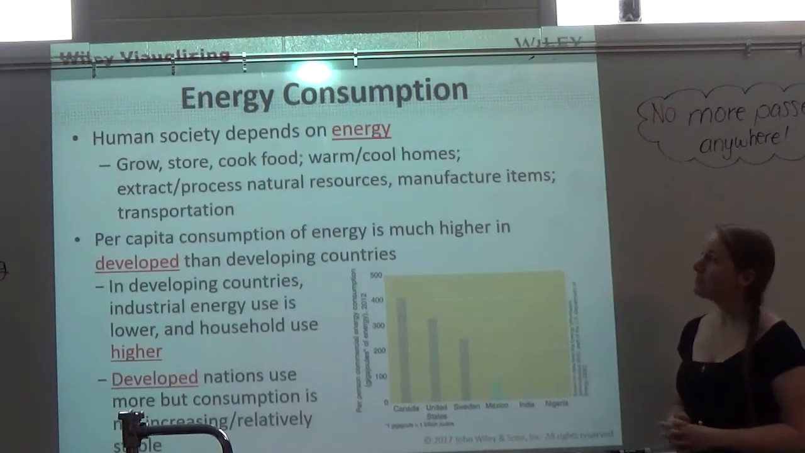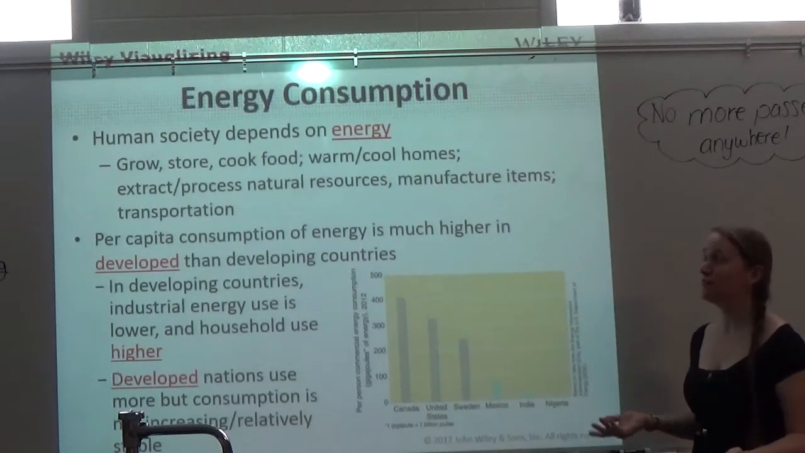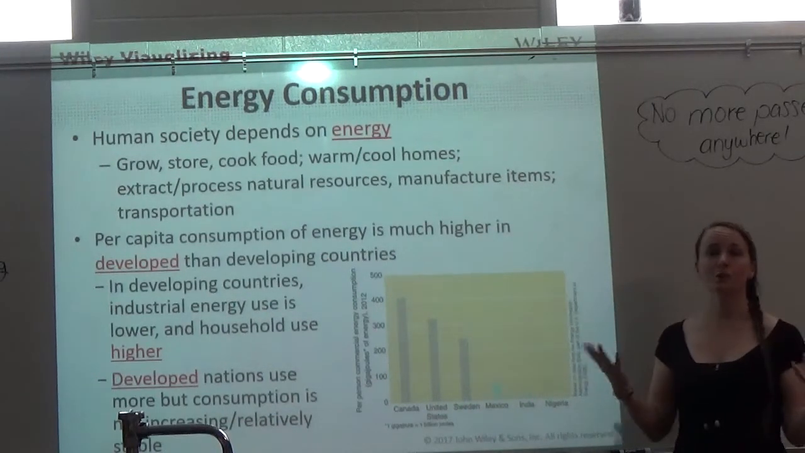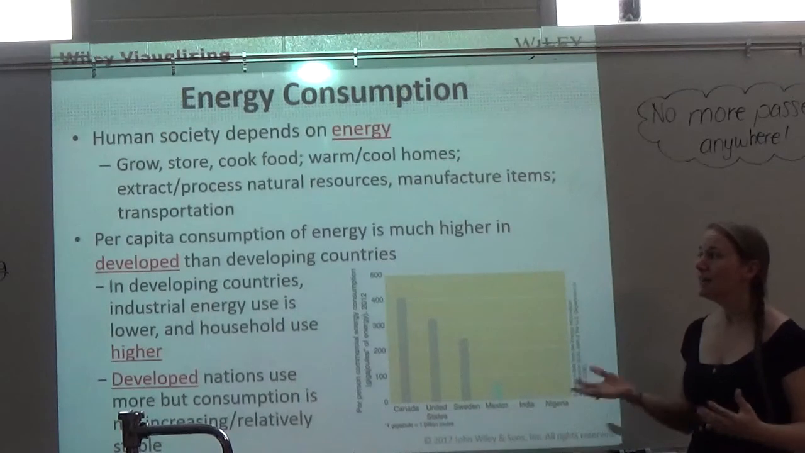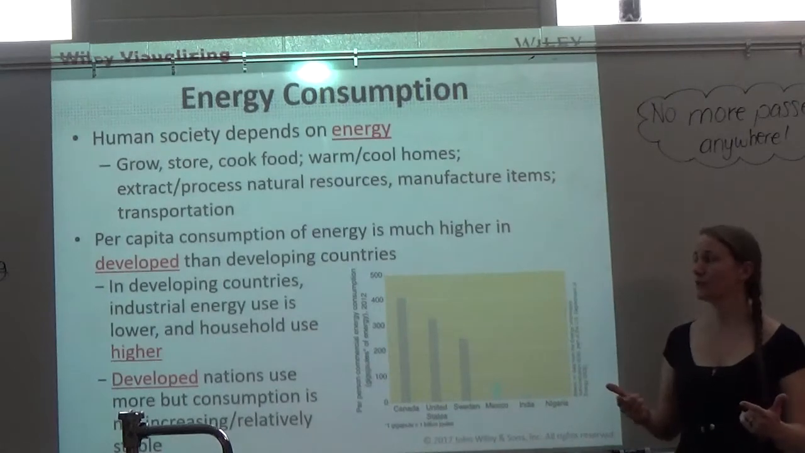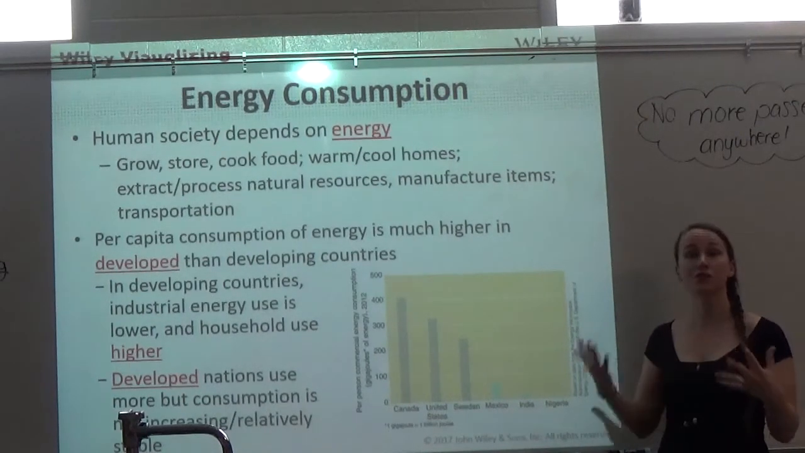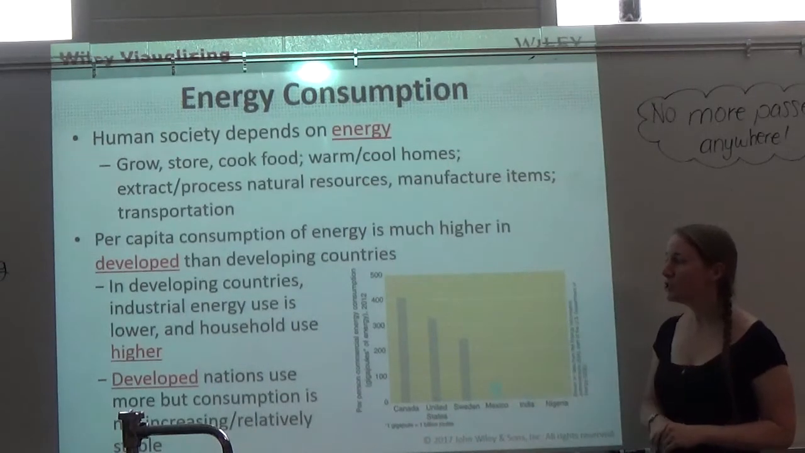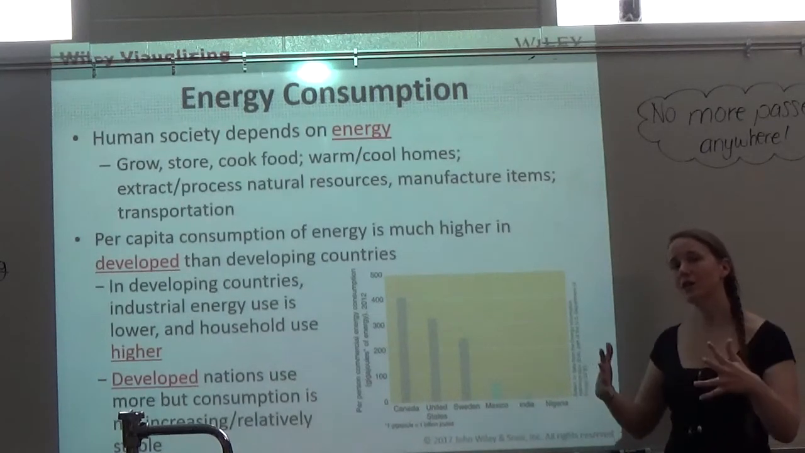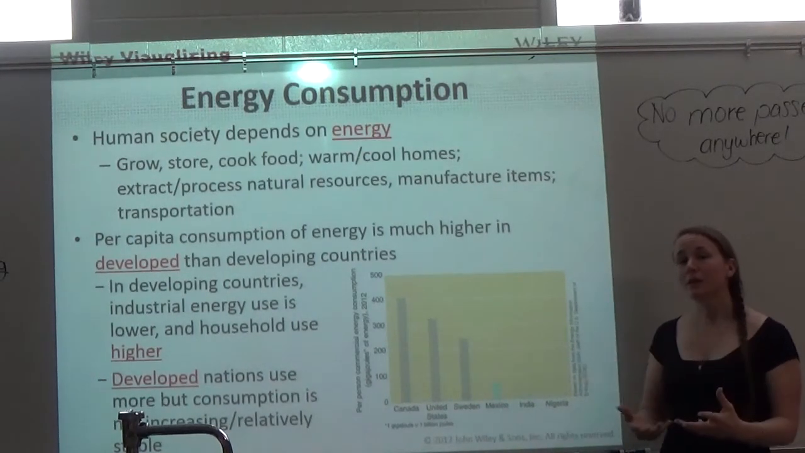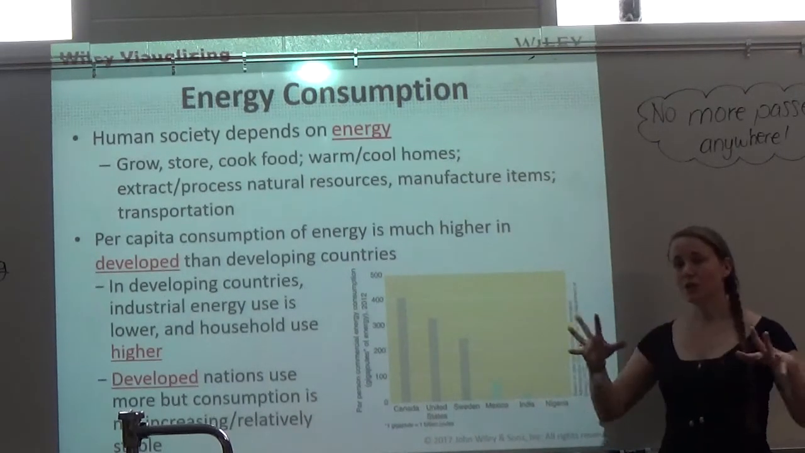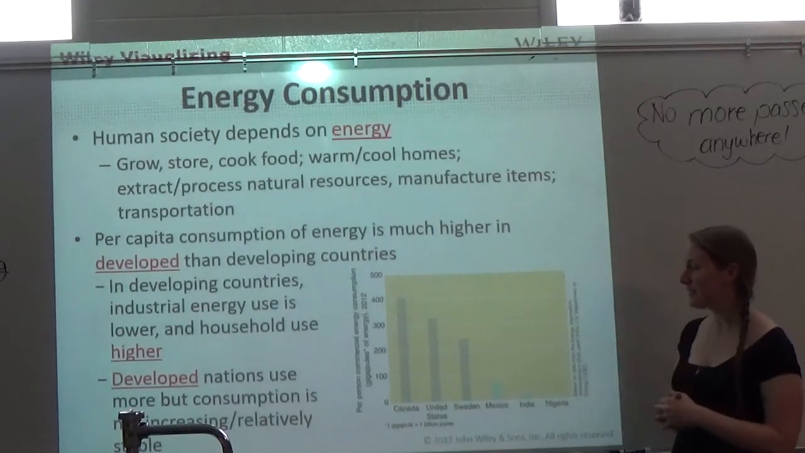So per capita consumption of energy is much higher in developed than in developing countries. So again, those rich countries like the United States, we use more energy per person than a poorer country. In developing countries, which are the poorer countries, industrial energy use is lower, but household energy use is higher because they don't have quite as many efficient options as we do. Developed nations use more, but consumption is not increasing and is relatively stable. So even though in America we're using more energy, those developing countries are eventually going to get to that point where they're using more too. Whereas in developed countries, we've kind of plateaued and we're using about the same amount.